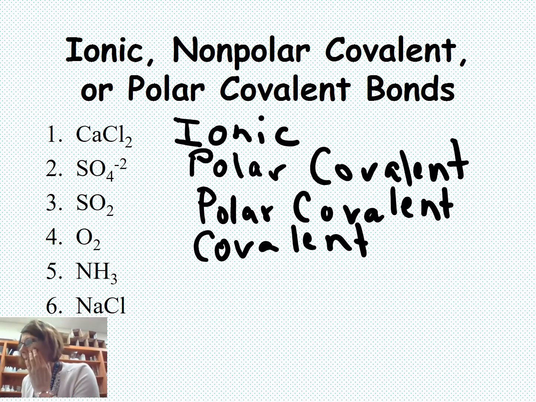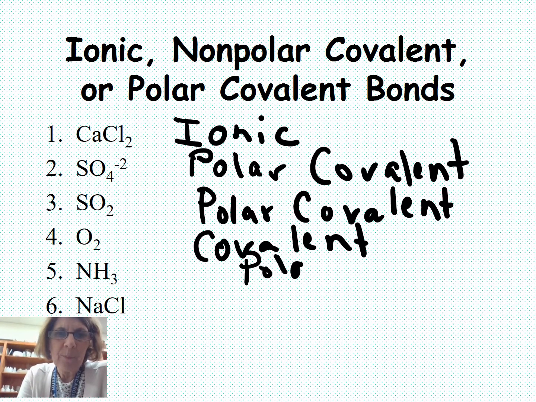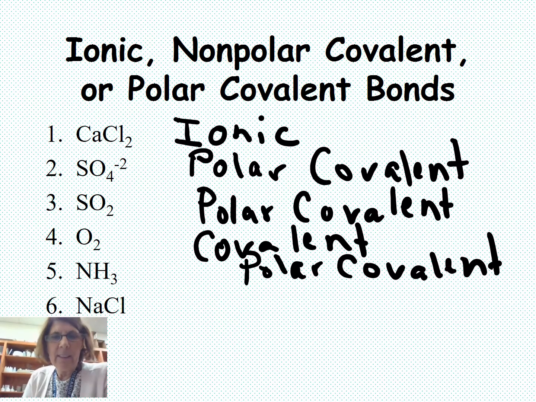So let's look at NH3. So nitrogen is 3.0 and hydrogen is 2.1. So we have a 0.9 difference. So this one is polar covalent. And we have sodium chloride, so they're across the periodic table. That's a metal and a nonmetal, so it is ionic.